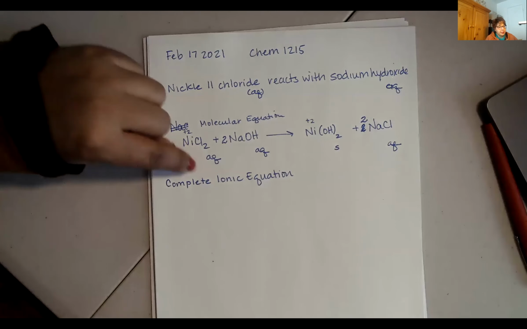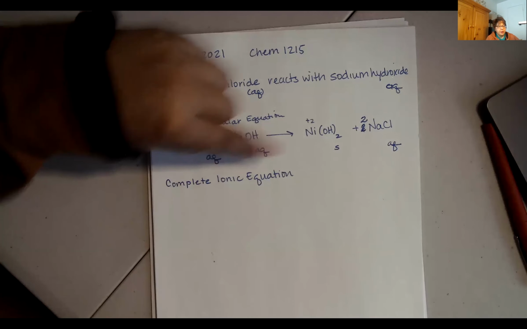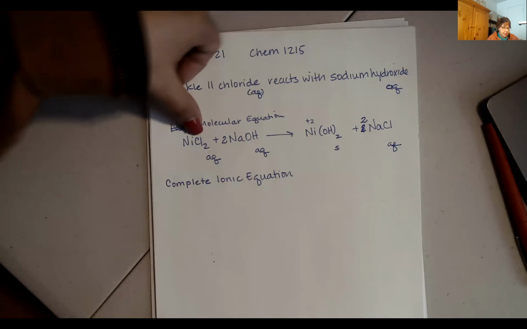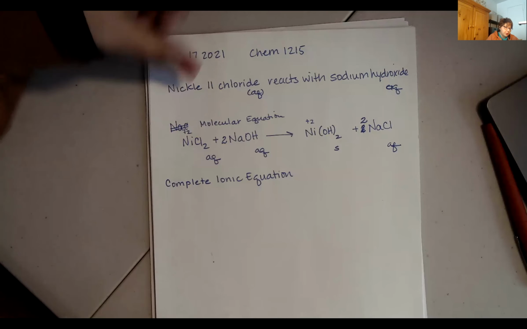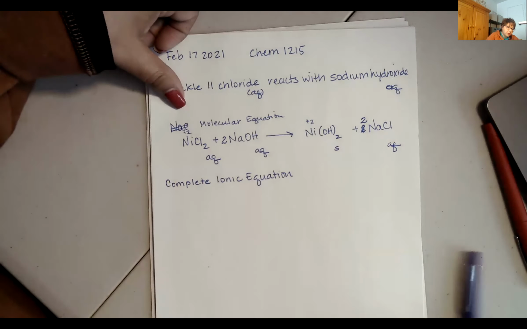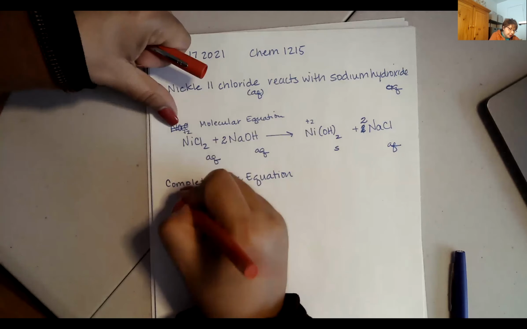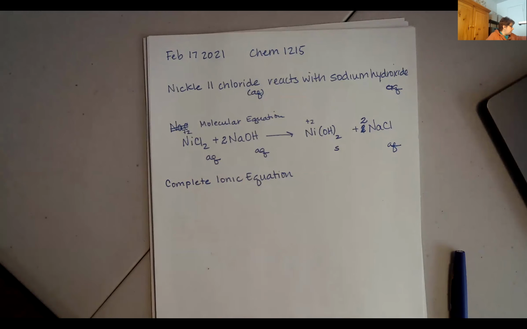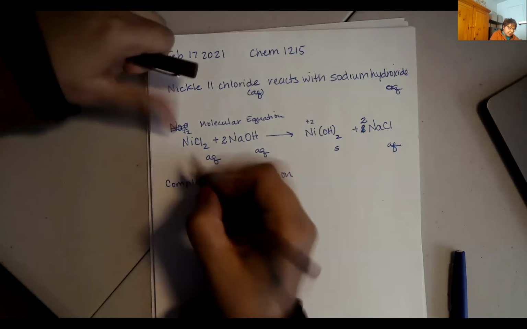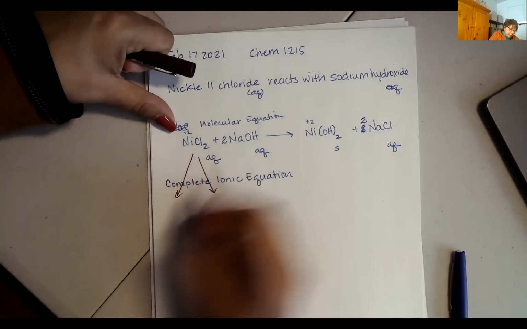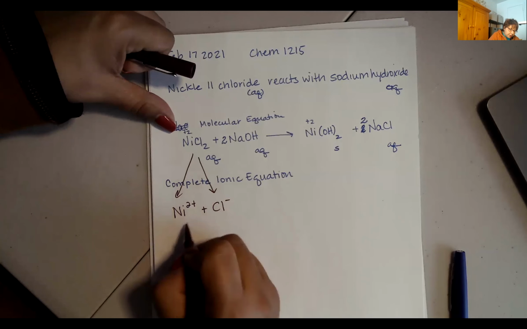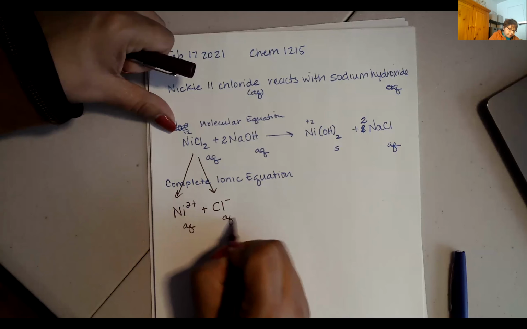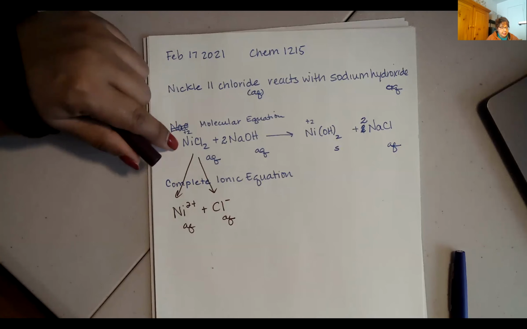In other words, things that are aqueous do not exist as this chemical. They're actually existing as ions in solution. So nickel 2 chloride actually exists as separate ions in solution. It exists as nickel 2 plus and as chloride ions in solution. It doesn't actually exist as NiCl2.